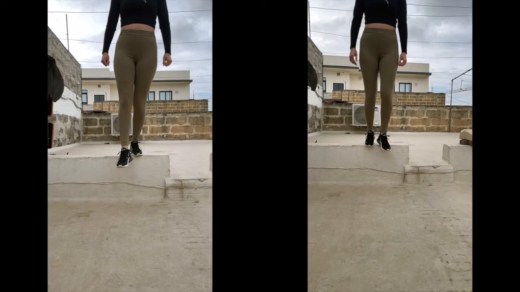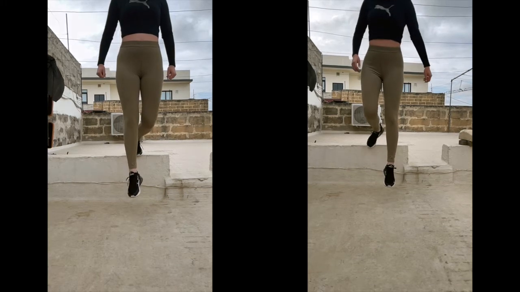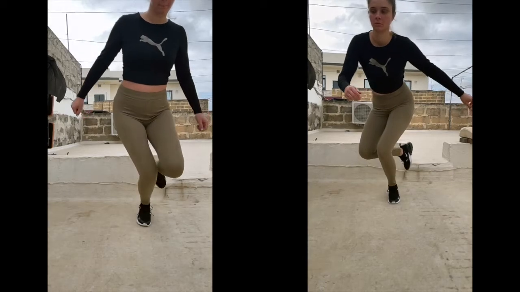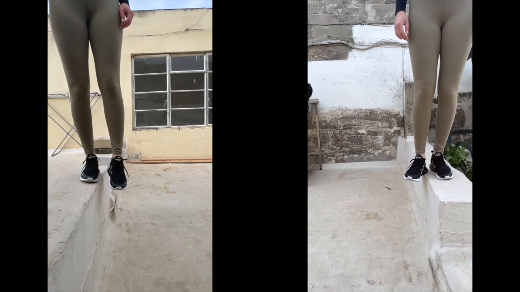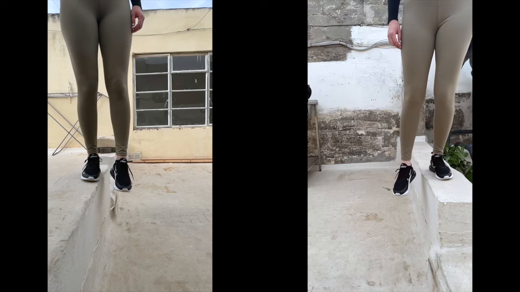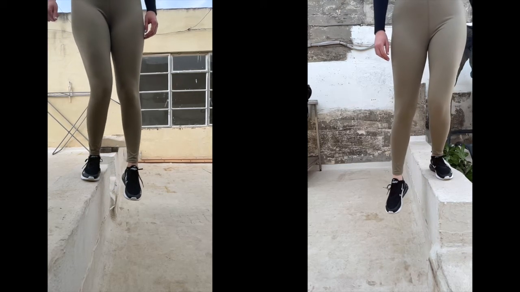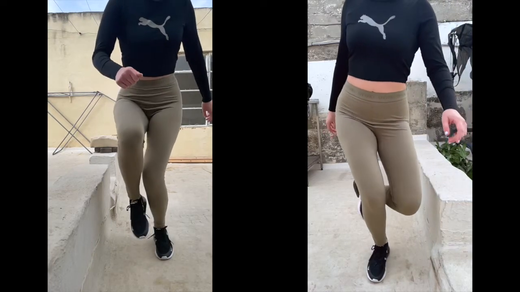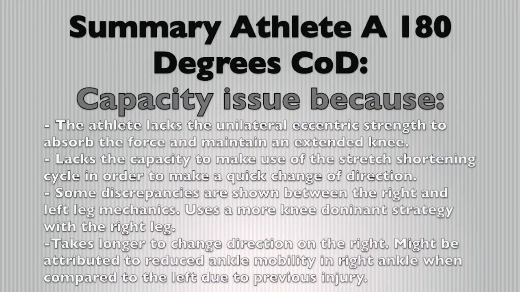I then had the athlete perform unilateral drop jumps from a 30 cm height. We can observe a severe case of knee valgus both when the tests are performed frontally and laterally, which indicates that she lacks the ability to absorb the force eccentrically. From the tests performed, I have concluded that this athlete has a clear eccentric strain deficiency in both legs.